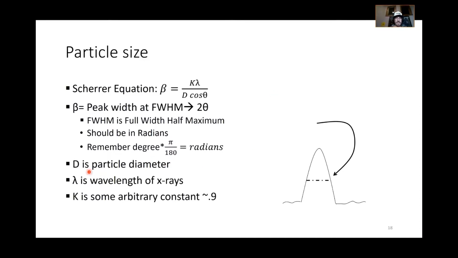D is particle diameter. Lambda, of course, is the wavelength of your X-rays. So if you're using copper K alpha, that's your lambda, 1.54 angstroms. So it's typically going to be in angstroms.